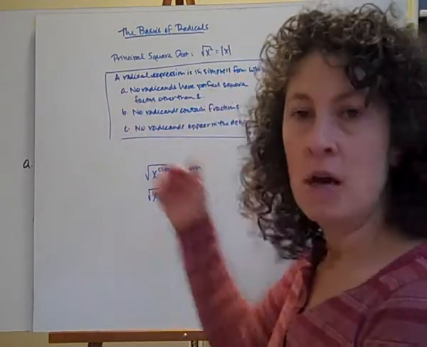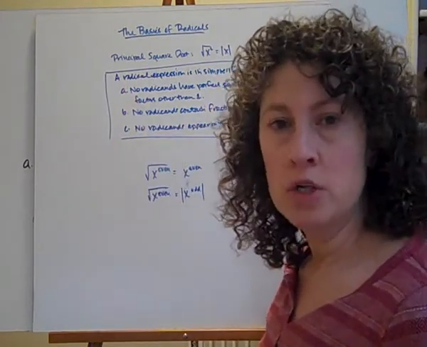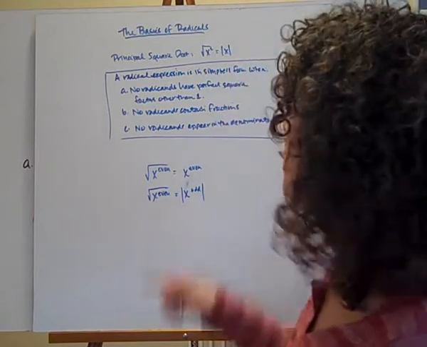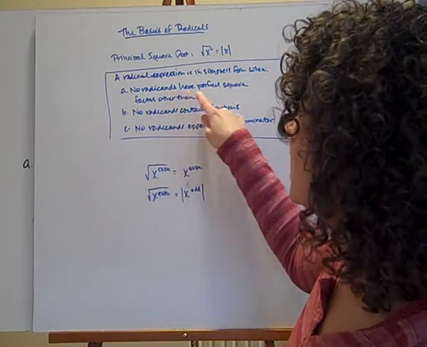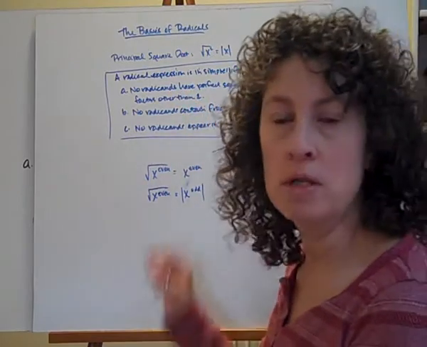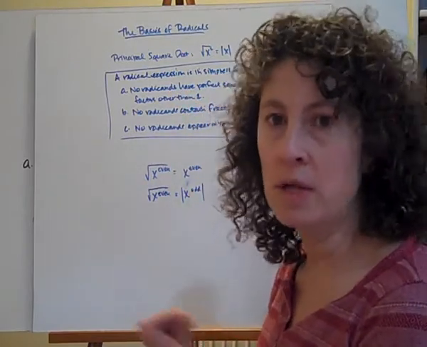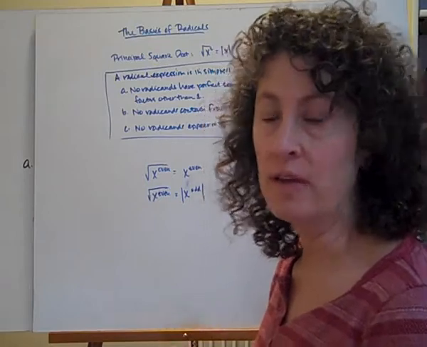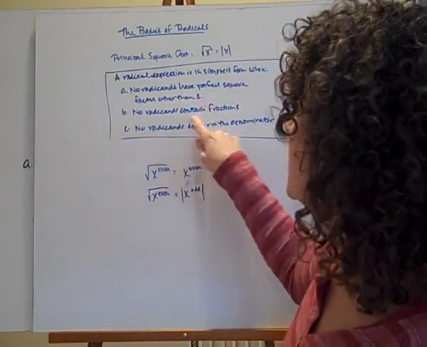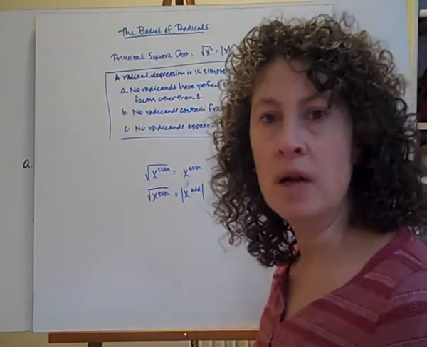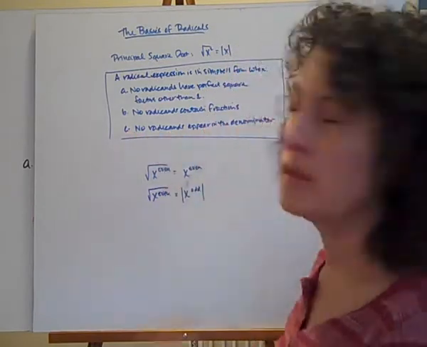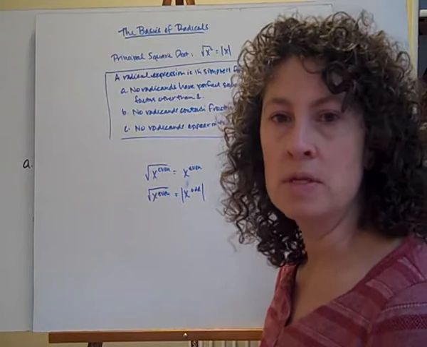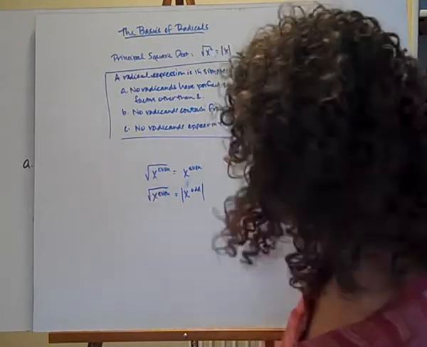And then some of the basics of when we get to our final answer, I want to make sure that I've simplified it as much as I can. Note, a radical expression is in simplest form when, one, no radicands have perfect square factors other than 1. So I want to make sure that in my radical symbol I don't have any perfect square factors left. Two, no radicands contain fractions. So inside the radical sign I don't want to have any fractions. And thirdly, no radicands appear in the denominator. So I do not want to have any radical symbols in the denominator.